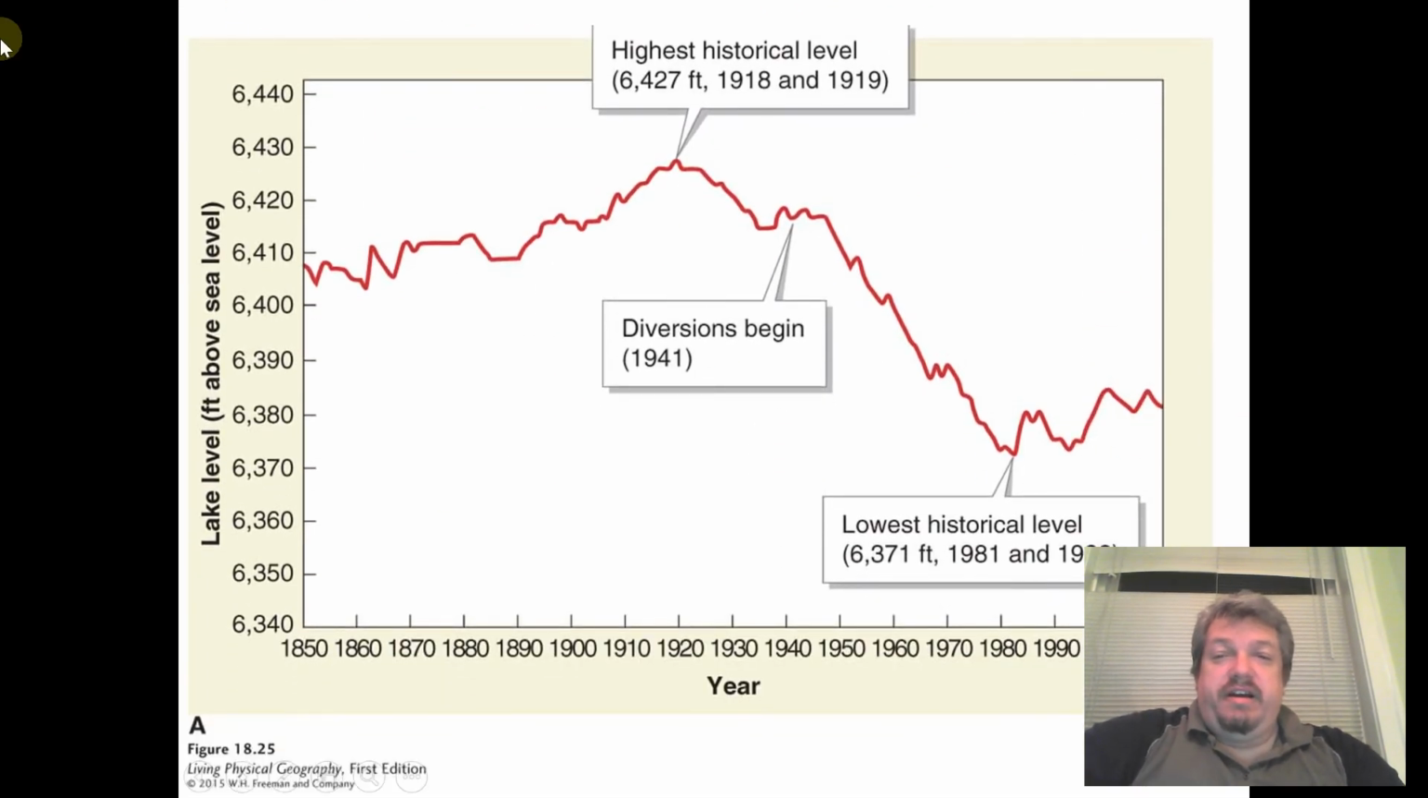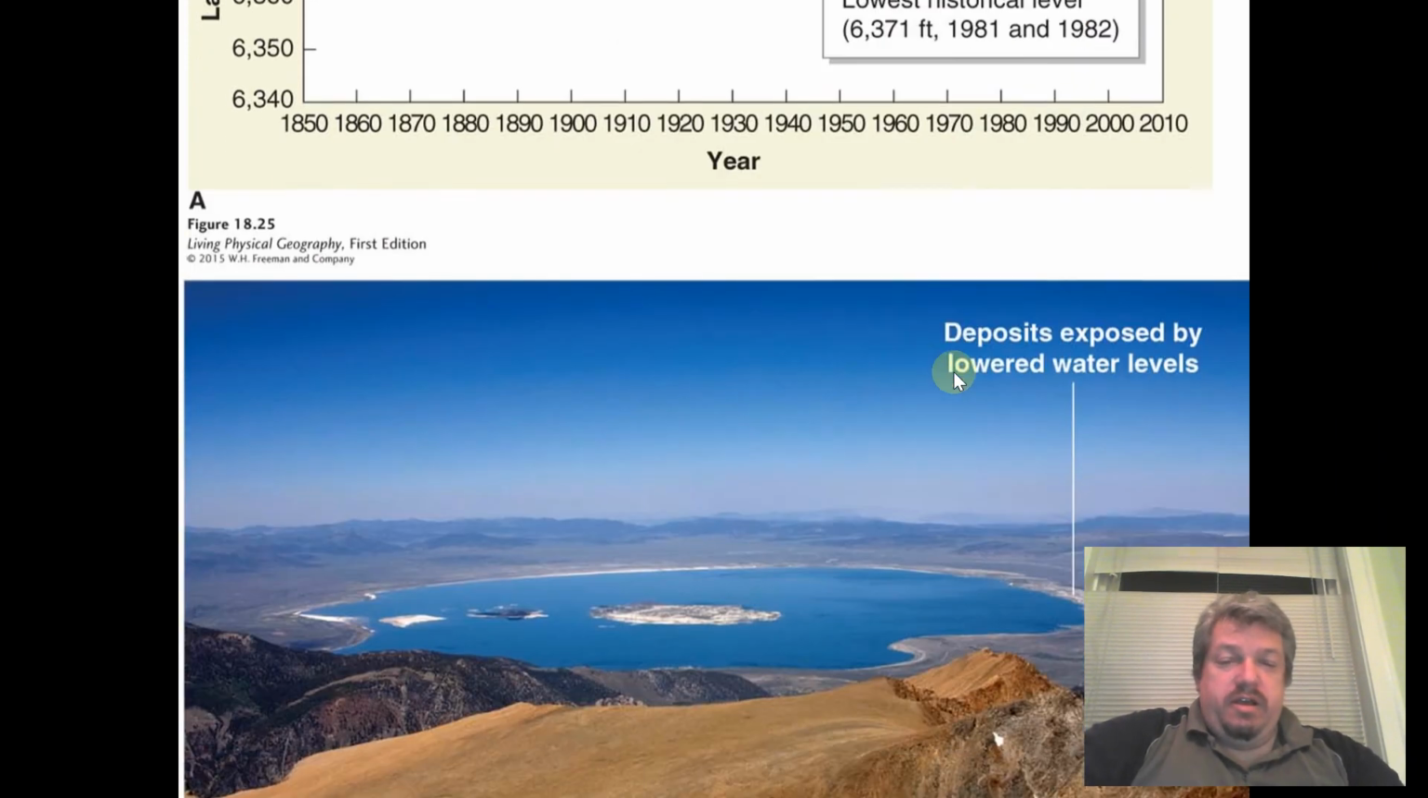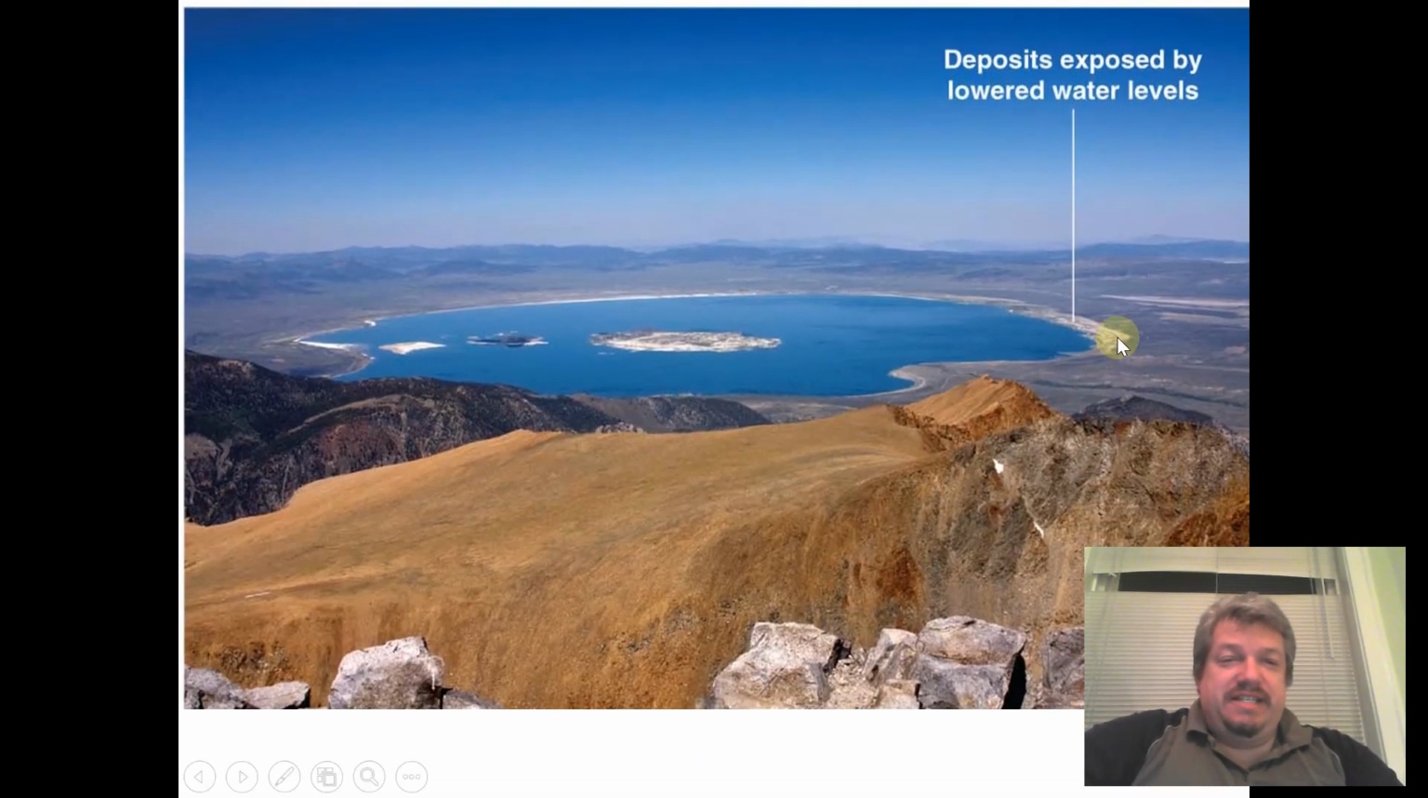So you can see right here that in 1941, they started taking water out. And you can see from the 1940s all the way through it drop, drop, drop, drop, drop. So now it's going back up. So it's getting better. Still has a ways to go. Here it is right now. You can actually see the old shoreline. Here's that thin white where it's dropped. So that's the difference right there.